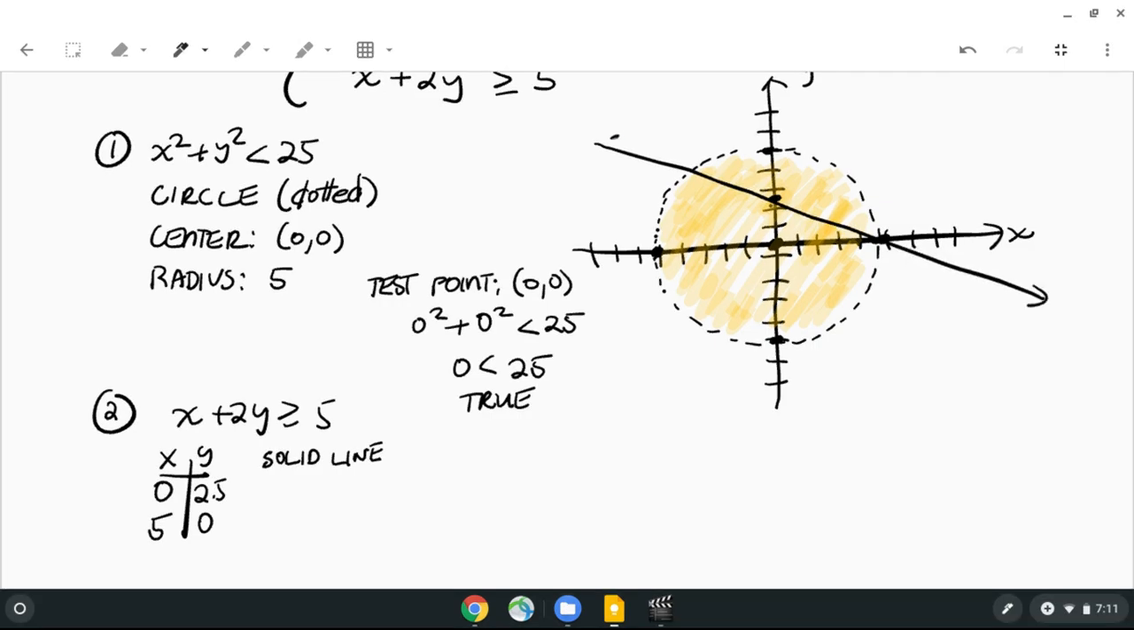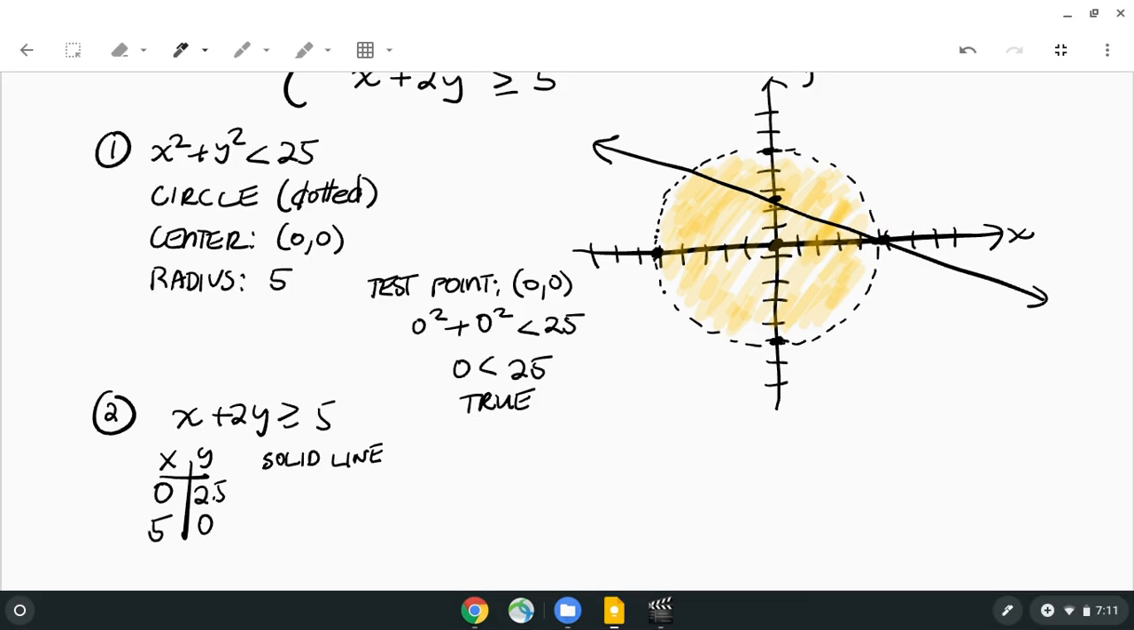Now I have two sides to the line. You have to kind of ignore the circle right now and pretend it's not there and that you just have this line. So we have two sides of the line: above the line and below the line. I need to figure out, am I going to shade above the line or below the line? So I need to choose a test point. Again, I'm going to choose 0, 0 since it's not on the line. It's not anywhere close.